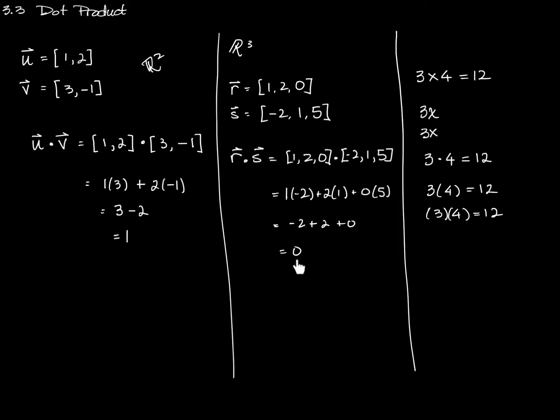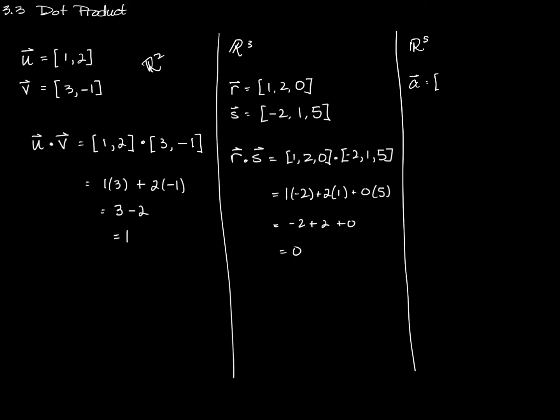That can happen. That's a real number. I'm going to do one more here. I'm going to borrow this space that I used over here to get started. I'm going to do one in R5. I'm going to say let's let vector A be the vector (1, 2, 1, 1, 0), and vector B is going to be (-1, -1, 0, 1, 2).